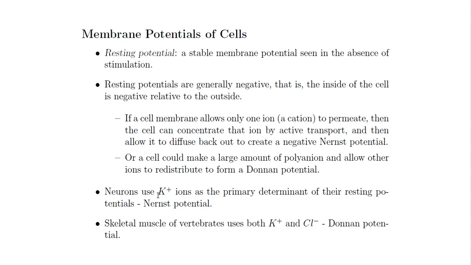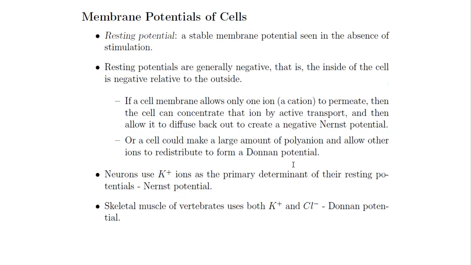So neurons use K plus ion as the primary medium of their resting potential, so Nernst potential. Skeletal muscle of vertebrates uses K plus and Cl minus. So these are the Donnan potential. Okay, so here you can see K plus is the Nernst potential, and K plus and Cl minus the Donnan potential. So these are from inside to outside, and these are from outside to inside, for example. So you can have this resting potential. Okay, so that's all for this part.